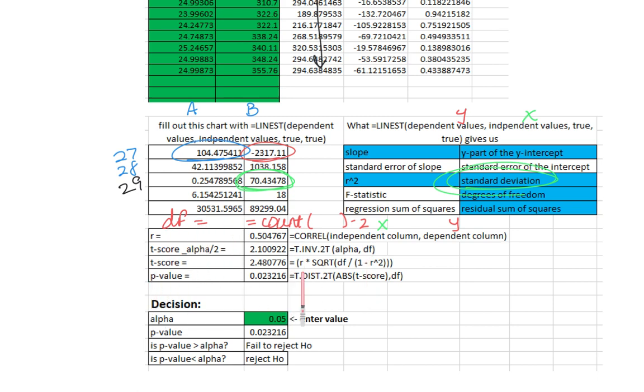My t-score is going to be r times the square root of the degrees of freedom. So I'm going to grab the cell that has my r, multiply it by the SQRT. R is the cell I'm grabbing. My degrees of freedom, which we know from up here is the count. And then I divide by 1 minus, I'm going to grab the cell that has r in it, and I'm going to square it. And then I'm going to do my p-value by doing the T.DIST.2T, the absolute value of that t-score, so this cell right here, comma, the degrees of freedom, which is right here. And that's it for chapter 12.